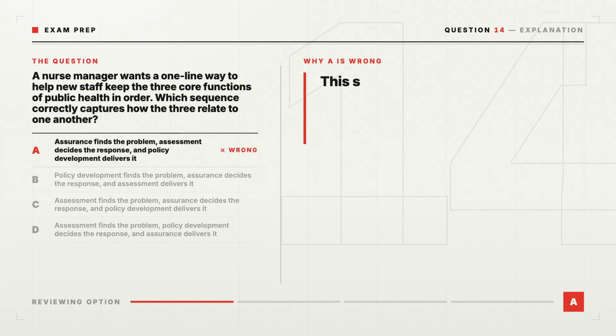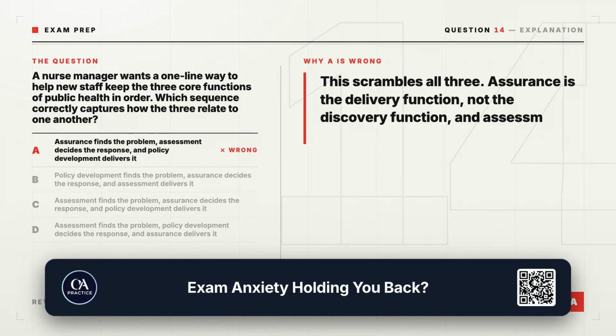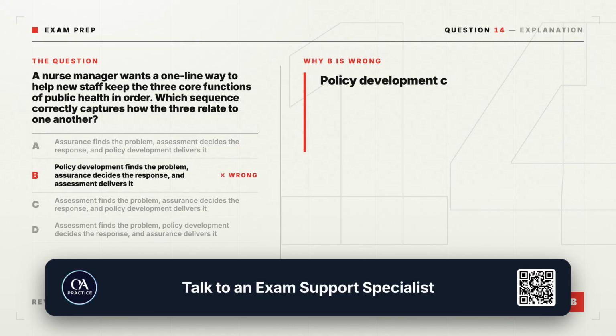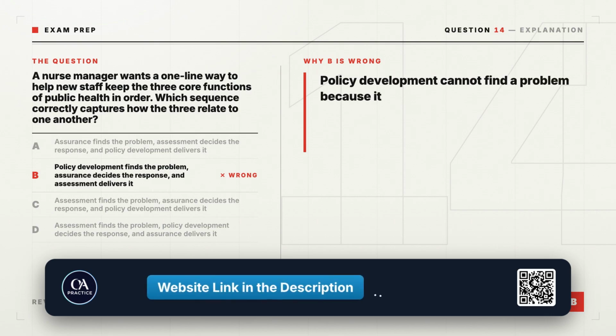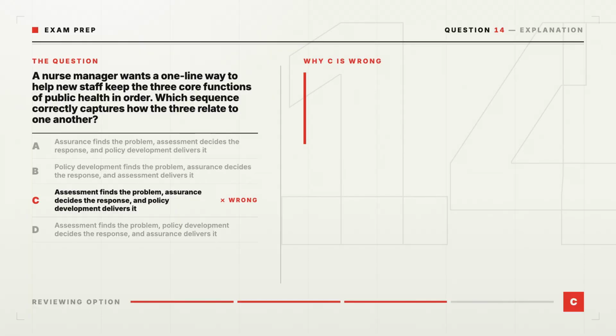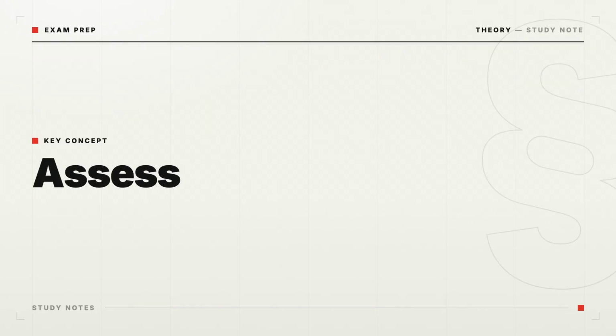A is wrong because this scrambles all three. Assurance is the delivery function, not the discovery function, and assessment does not make decisions. B is wrong because policy development cannot find a problem because it operates on knowledge that assessment has already produced. Assessment is also misplaced at the delivery end. C is wrong because the first term is right, but the last two are swapped. Policy development decides and assurance delivers, not the reverse.